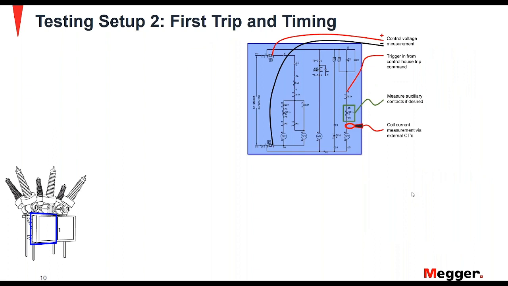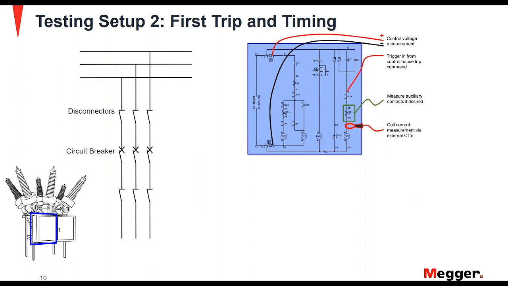Now, if you want to go even a further step in doing first trip testing, you can not only see how the coil current and voltage look during operation, but also do an actual timing test. And in order to do that, in your switchgear system, where you have your circuit breaker, disconnector, and bus bar, you also have your CTs, which measure the current flowing through the breaker when you have a load or a fault condition, but usually in normal load condition.